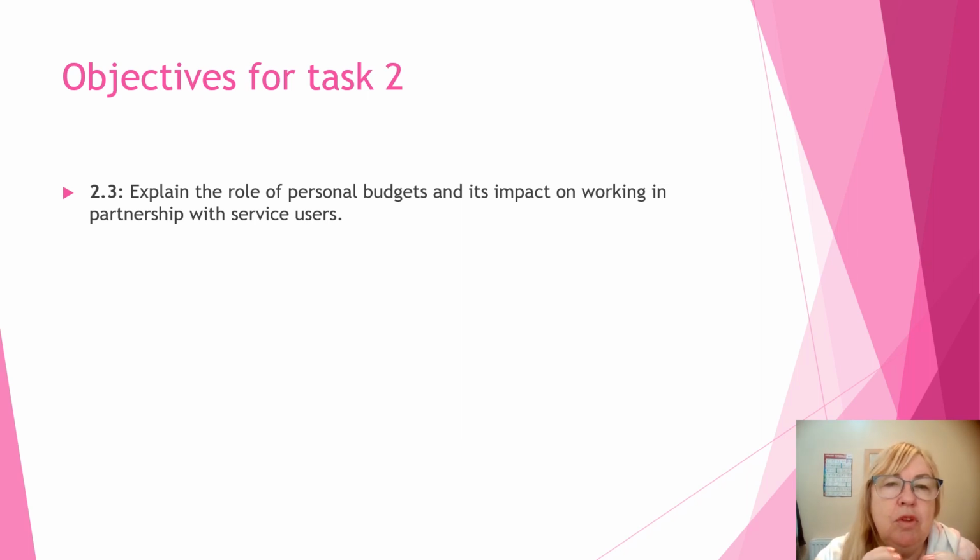Okay, so for the first section of this week's work, we're going to look at the objective, which is part of task 2. Explain the role of personal budgets and its impact on working in partnership with service users. Personal budgets is something that's very international. When I do the bit on child abuse, we're going to very much focus on the UK, England in particular. So just so you know.